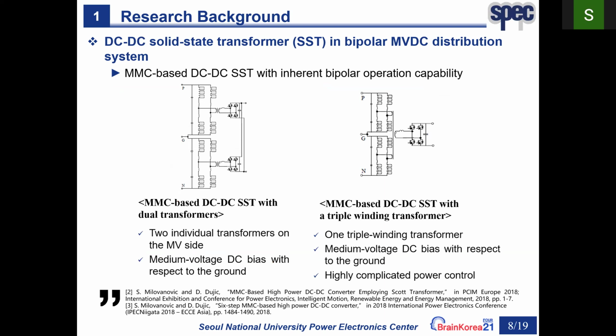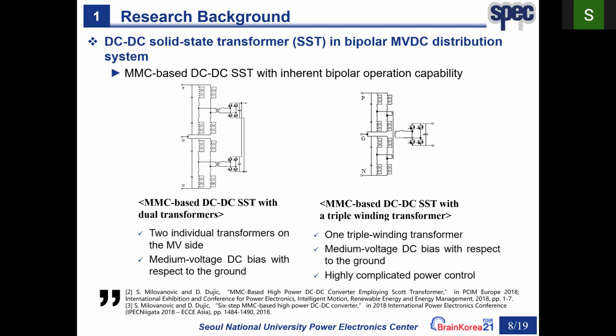There are mainly two types of existing solutions. Number one is to use two sets of MMCs and two transformers on the primary side to form an input series output parallel structure. And the second solution is to also use two MMCs, but with a triple-winding transformer. The first solution requires two individual transformers with insulation capability for a medium voltage DC bias with respect to the ground, and also it requires two individual MMCs on the MV side. And this results in a complexity of the conversion station and installation efforts.